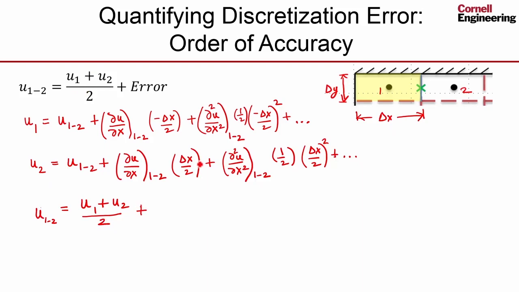plus, now when I add these equations, these two terms will cancel, and so the next term is over here, and I will get delta, the second derivative, and this half will become 1, but then I have to divide through by 2, so I'll get a half here, delta plus dot dot dot. And this is the error term.